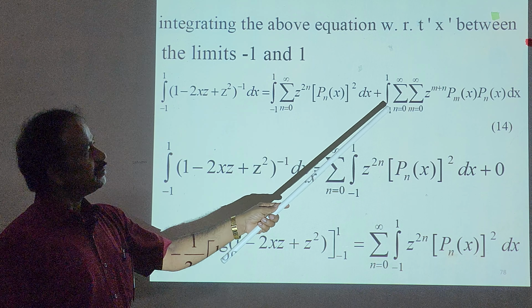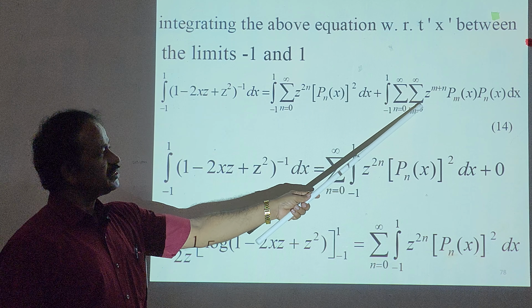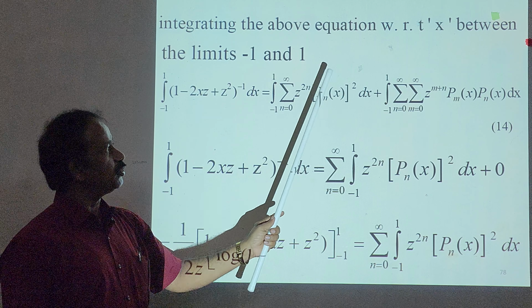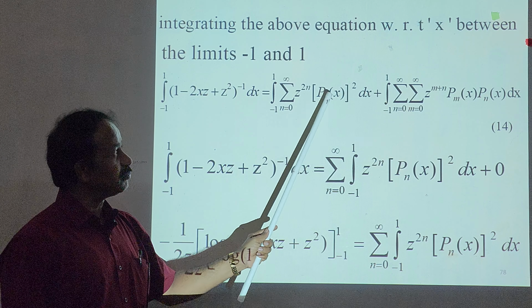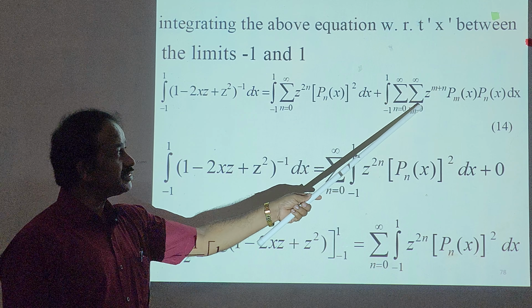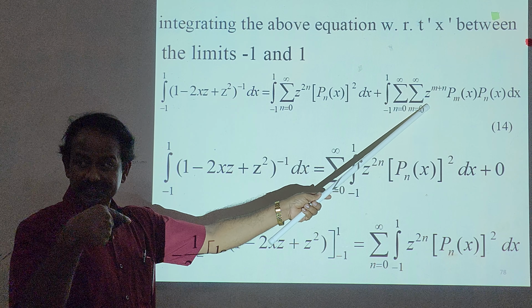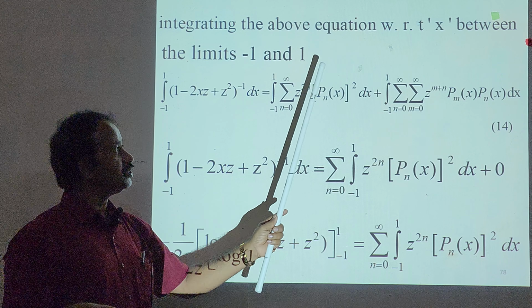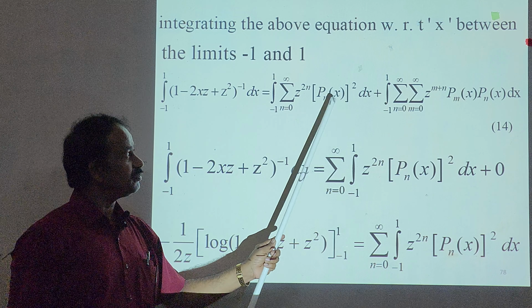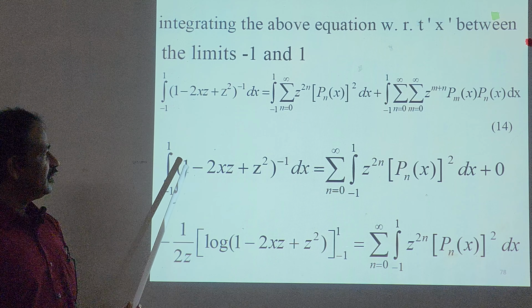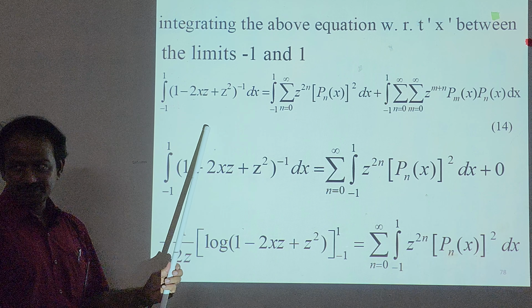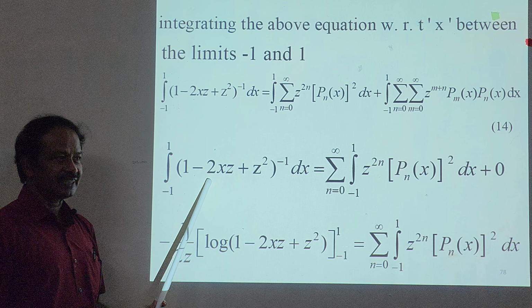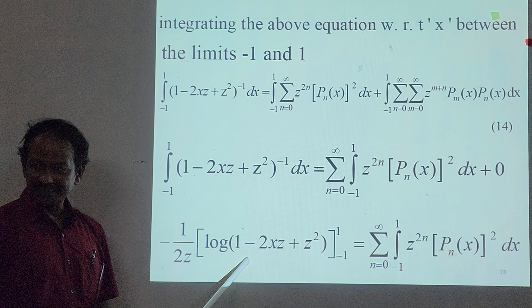Now look at this term. When m is not equal to n, this term will become 0, as we have already seen earlier in the first case. So this term alone will exist, and we have written the right hand side like this. Now we are going to integrate this term.